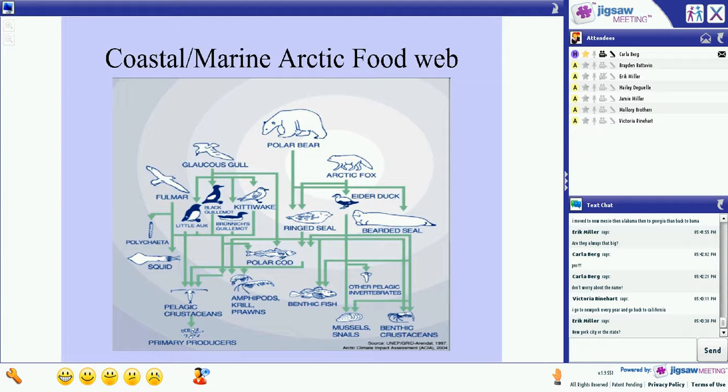Haley, go ahead. The mussels are eaten by the duck, which is eaten by the Arctic fox. Very good. Perfect. Does someone else want to come up with an example of a food chain? Victoria, go ahead.